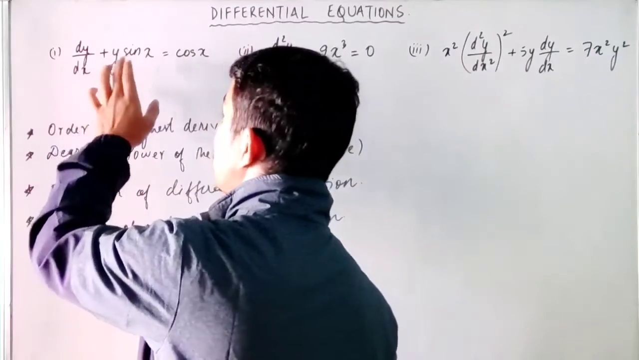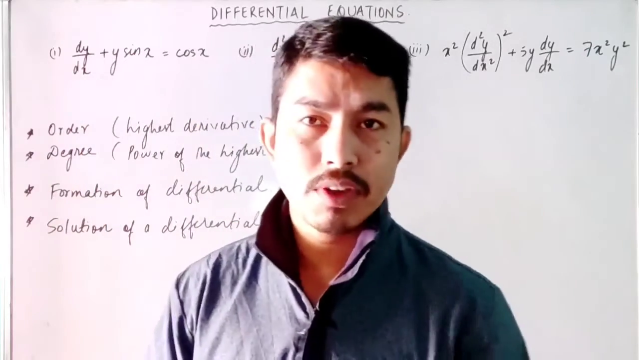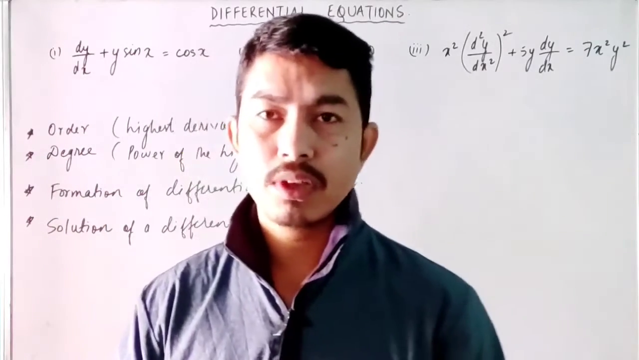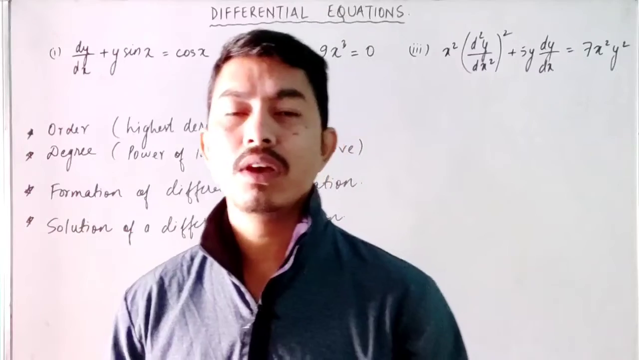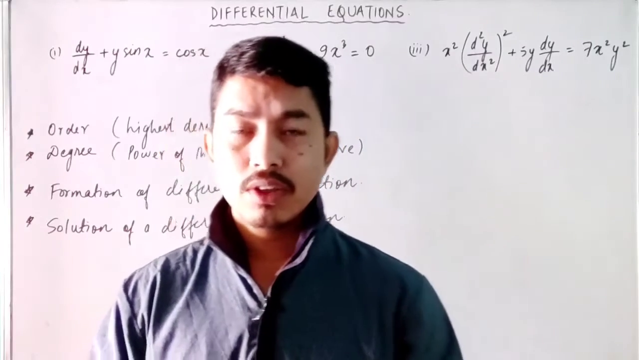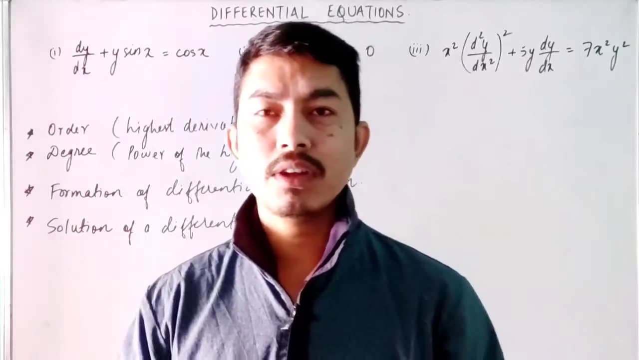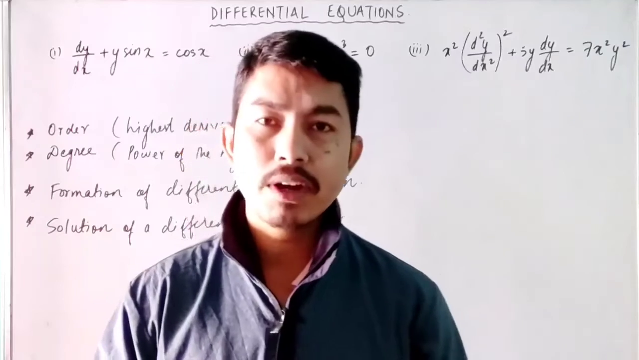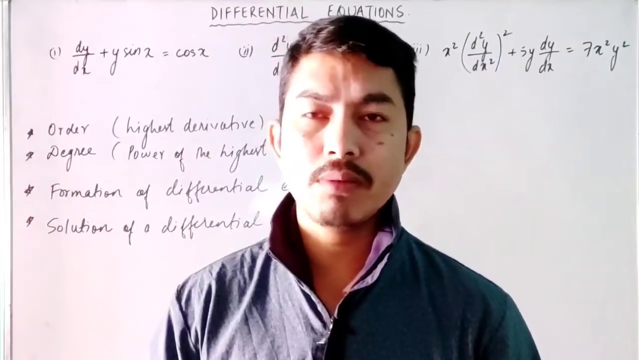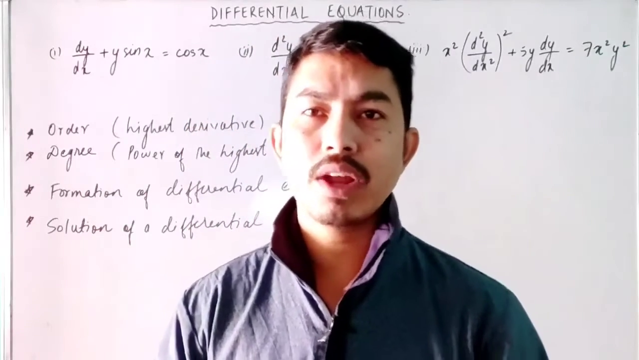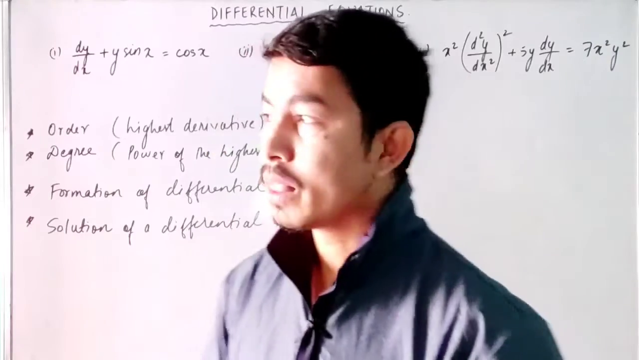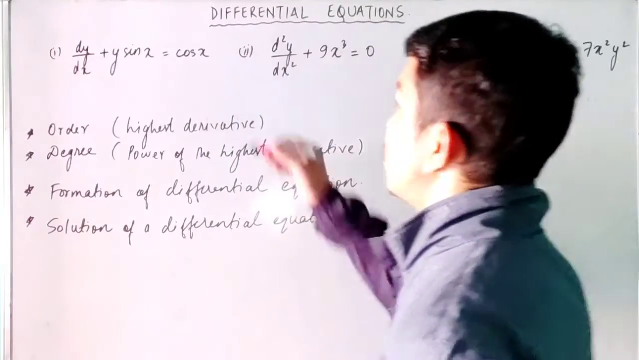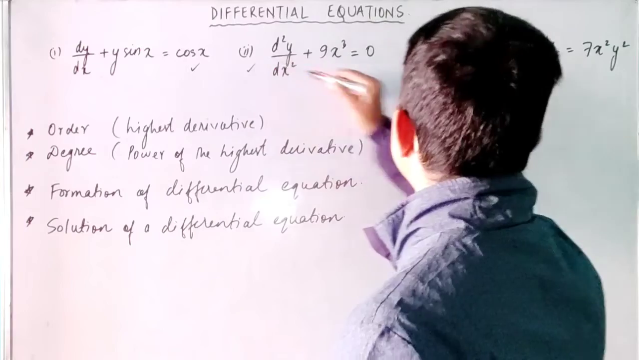So we have a dependent variable, the independent variable and the derivatives, maybe of the first order or even of higher order as well. Any expression that involves the dependent variable, the independent variable and the derivative is known as a differential equation. Here I have written three examples of the differential equation, 1, 2 and 3.